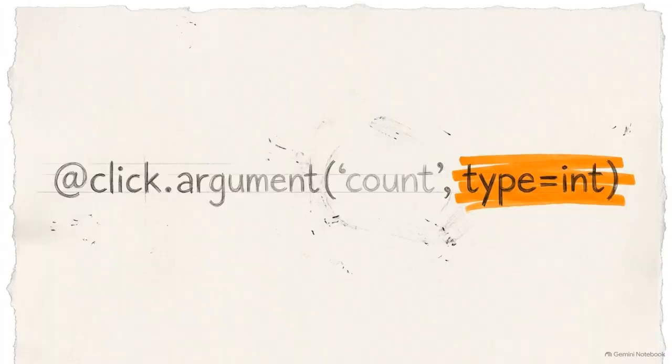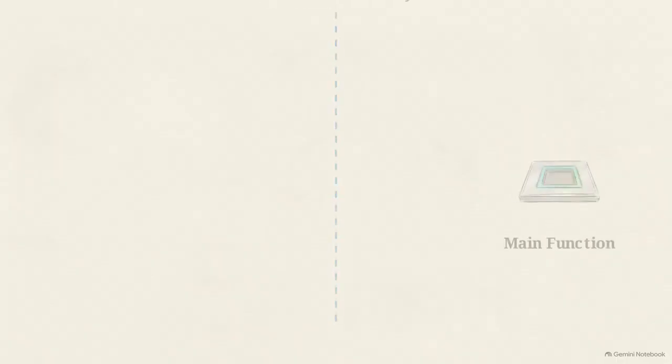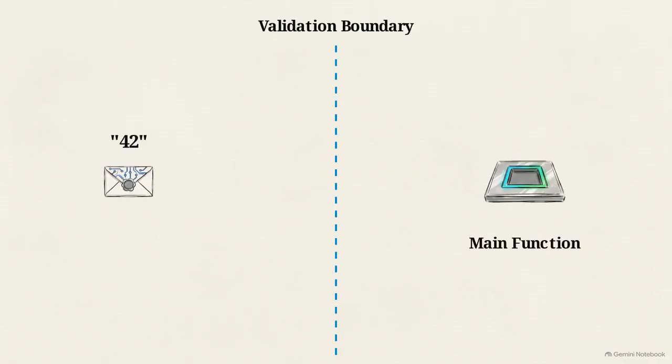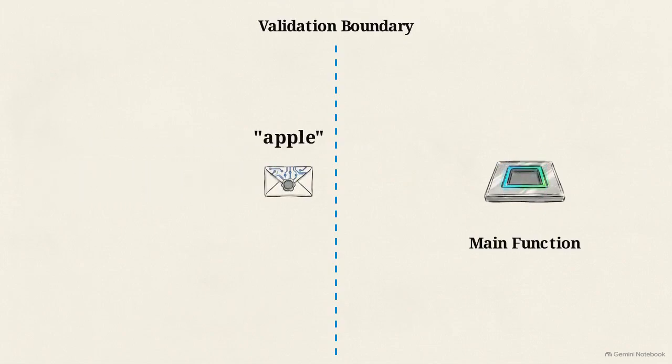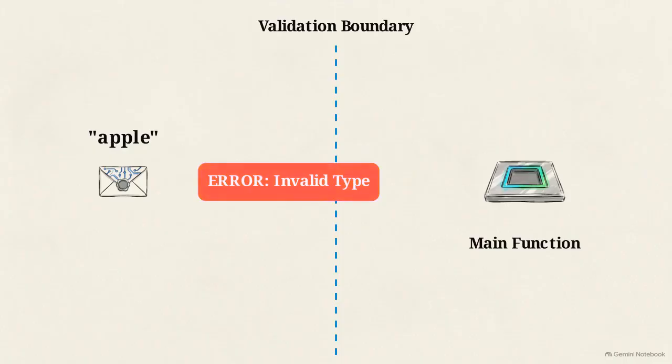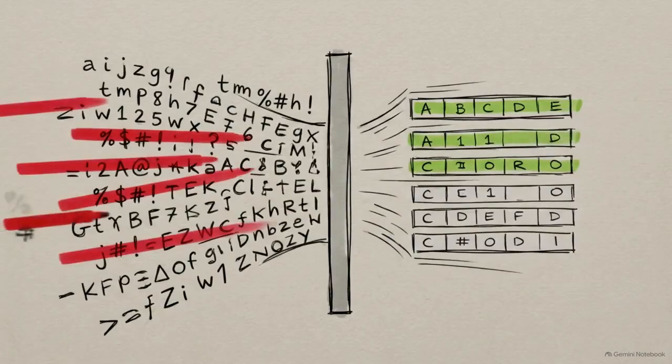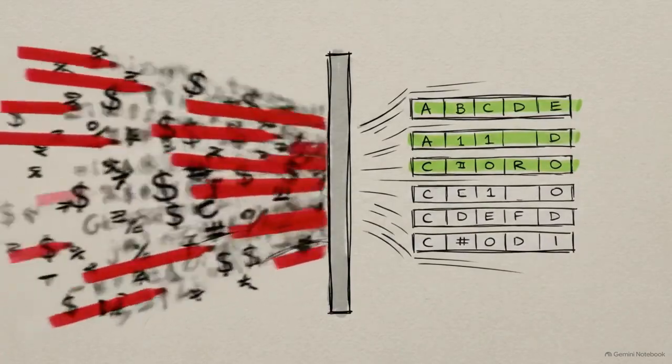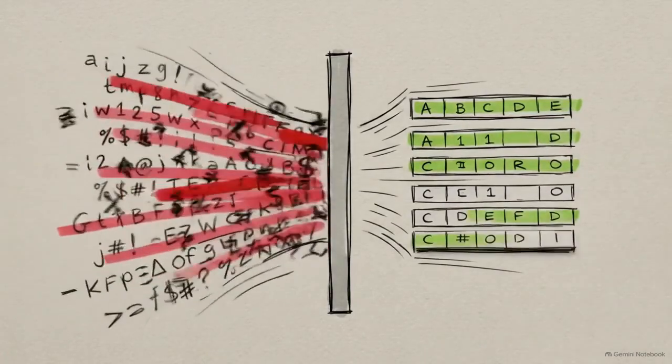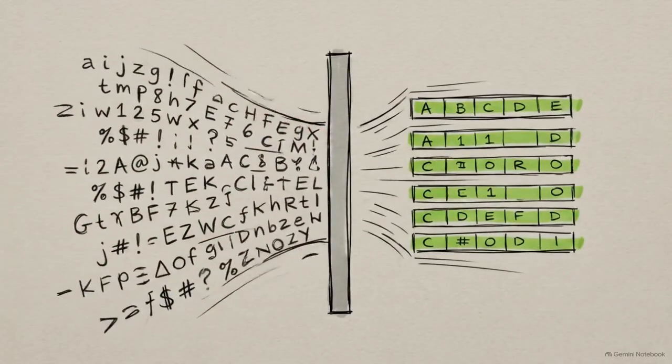You simply pass a type parameter, like type equals int, into the decorator. The library converts the raw string from the terminal into the correct Python type before your function ever runs. If a user provides the wrong data type, Click intercepts it at the validation boundary. It displays a formatted error and halts execution, preventing the script from crashing deeper in the code. This mirrors the automatic validation behavior we previously explored with Pydantic, ensuring only perfectly clean data enters the system.